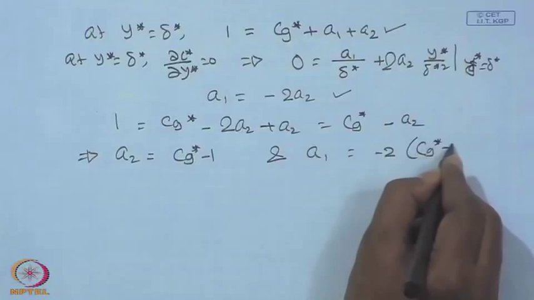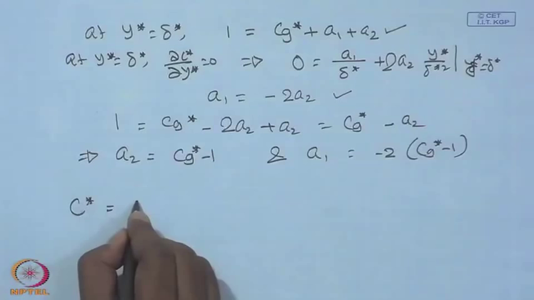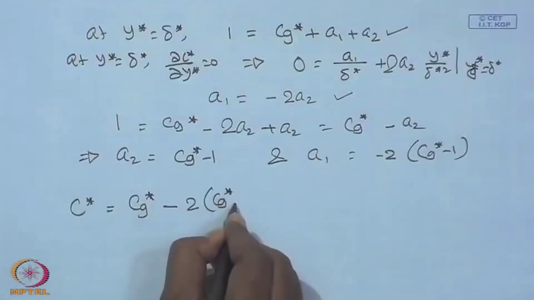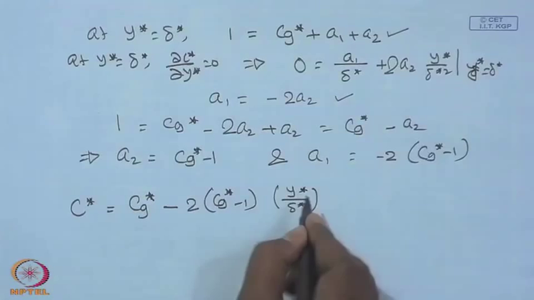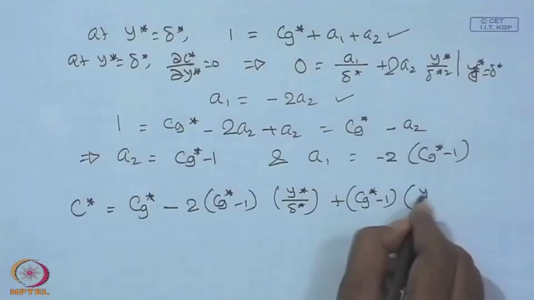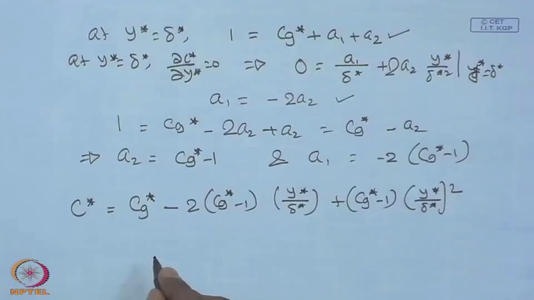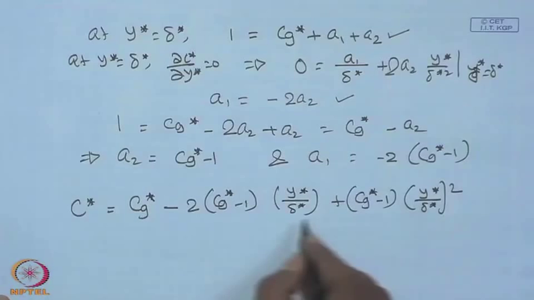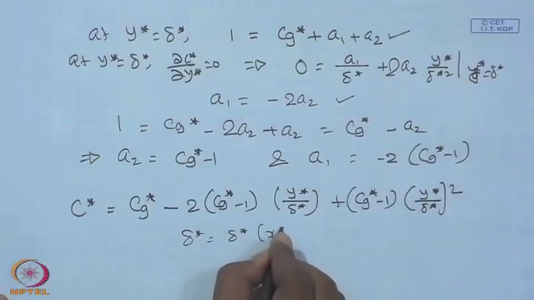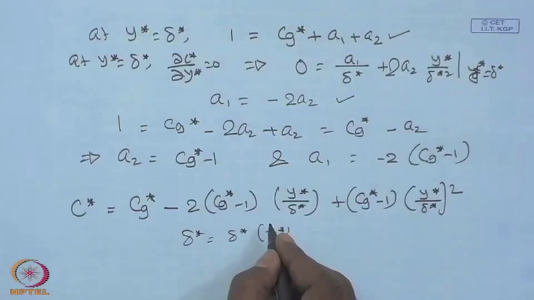So, we get the concentration profile C star as Cg star minus 2 (Cg star minus 1) y star by del star plus (Cg star minus 1) y star by del star square. So, that gives the concentration profile. Now, in this concentration profile, everything is known except how del star varies as a function of x star. That is what is left, and using the integral method of solution, we are going to do exactly that.